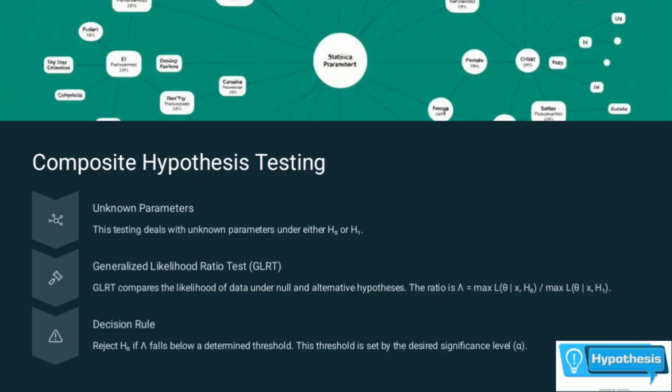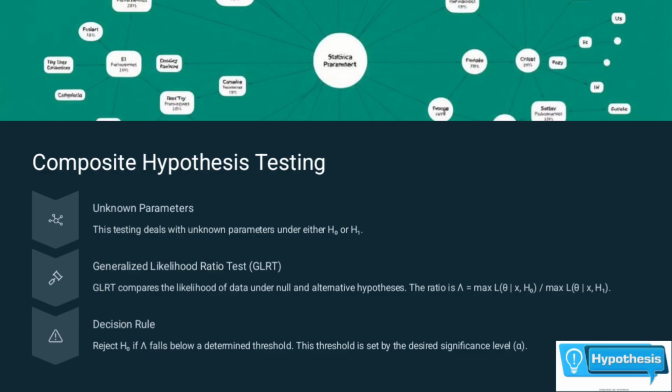Generalized likelihood ratio test, GLRT. GLRT compares the likelihood of data under the null and alternative hypothesis. This ratio is max L(theta, x) under H0 over max L(theta, x) under H1.